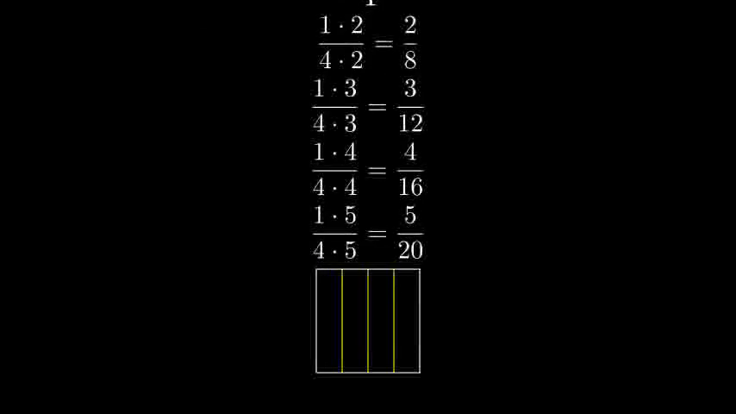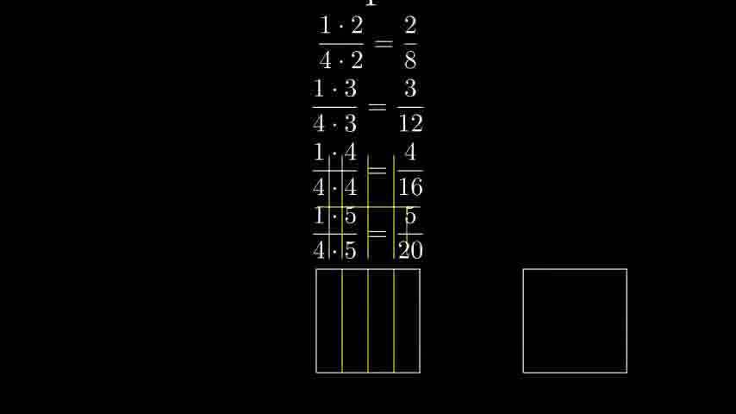This division represents 1 out of 4 equal parts of the square. Now take a look at this square divided into 8 sections. 2 of these sections are highlighted to reflect the equivalent fraction 2/8. Similarly, here we have a square that represents 3/12 by virtue of its division into 12 equal sections.